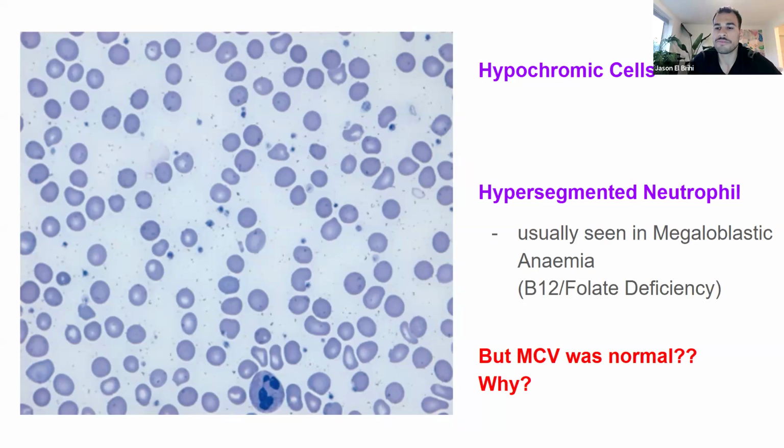Maybe we'll try Pranay. Maybe it's just early in the process, as you said. Yeah, could be. That's one of the answers. Nice. And what about if I give you another hint that we have these hypochromic cells? What were they typically associated with that we talked about earlier?